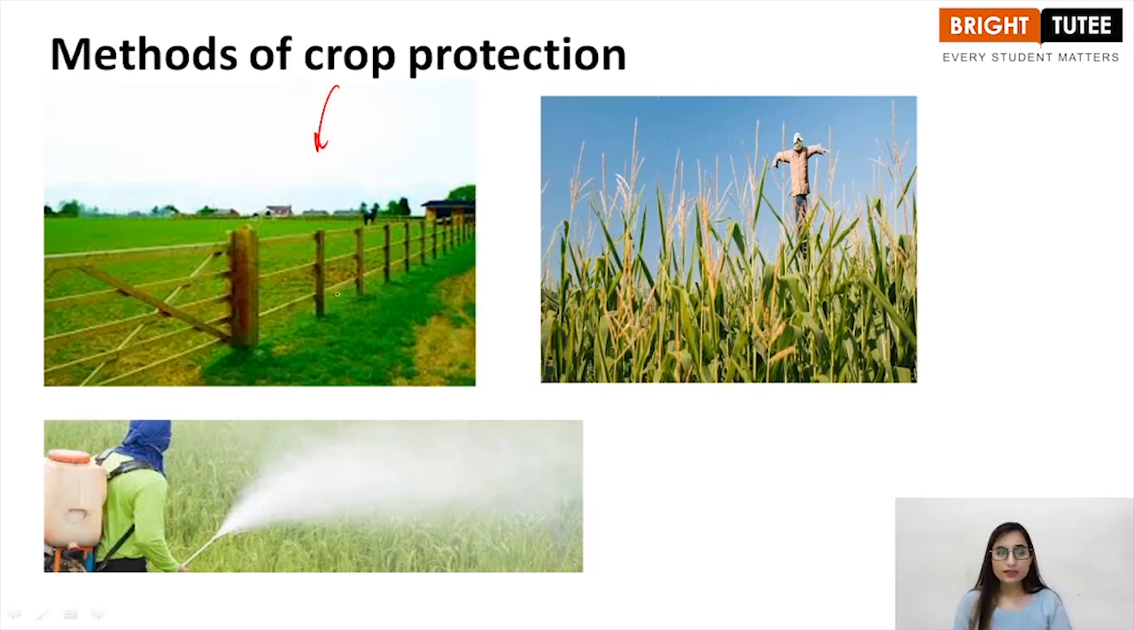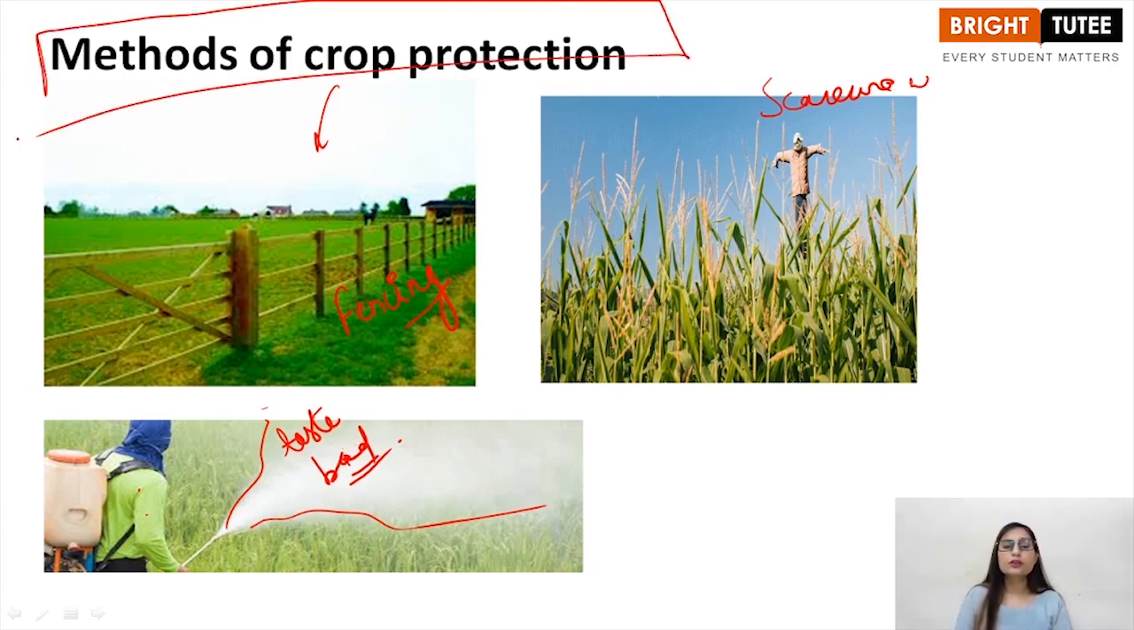There are some other methods. As you can see here, fencing has been done so that the stray animals and pests do not enter. A scarecrow is standing, right? And there is a spray, which basically makes the animals think that this is something not good, this should not be eaten. This spray makes the crop taste bad and also sometimes a little bit poisonous, so they do not come again. So these are some methods of crop protection.